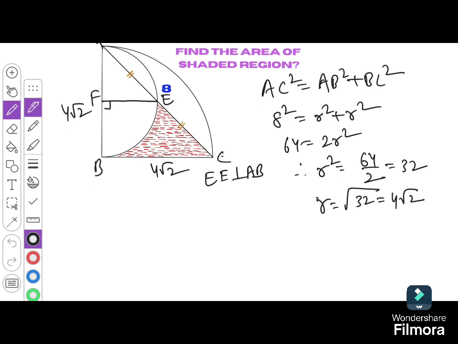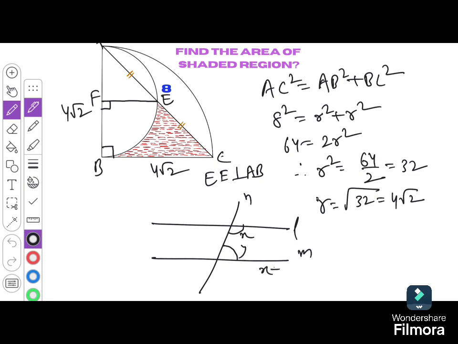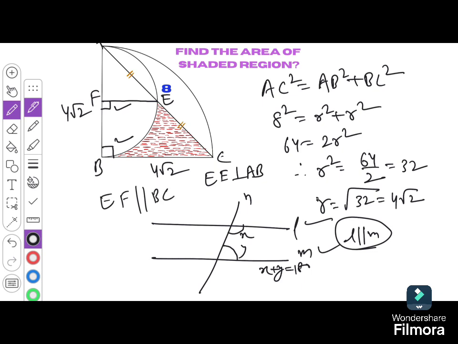You see, this is perpendicular, it means this is 90 degree and this is also 90 degree. So already we know that there is a theorem: if there are two lines L and M and they are intersected by a third line N, which is called a transversal line, and the sum of these two co-interior angles, let's suppose X and Y, is 180, then definitely these two lines will be parallel. L will be parallel to M. So here this is 90 degree, this is 90 degree, means total 180. So definitely EF will be parallel to BC.